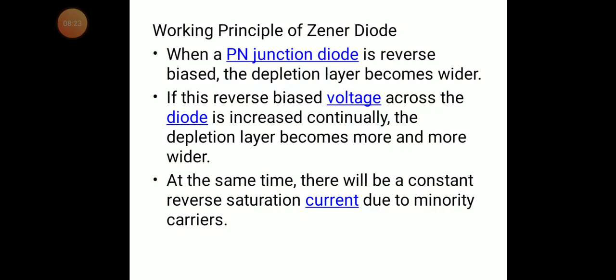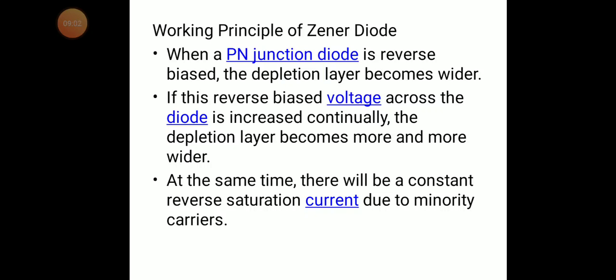That is nothing but the depletion layer, the region where we don't have the free charge carriers. That area increases. That is, the depletion layer becomes wider. When a PN junction diode is reverse biased, the depletion layer becomes wider. If this reverse bias voltage across the diode is increased continuously, the depletion layer becomes more and more wider.